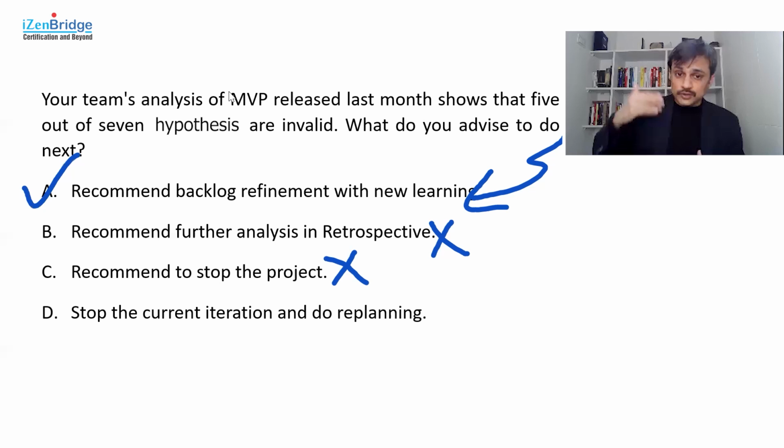Waiting for a retrospective to think about it also seems to be a little too much because we have already done a first level of analysis. Better look into it, act on it. And how do we act? We act by reprioritizing or rediscovering our product backlog. So I go with option A, recommend backlog refinement with the new learning.